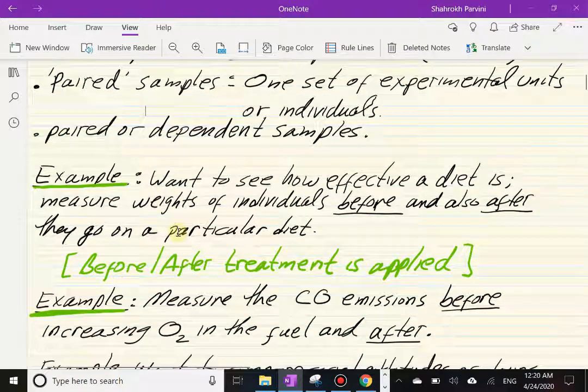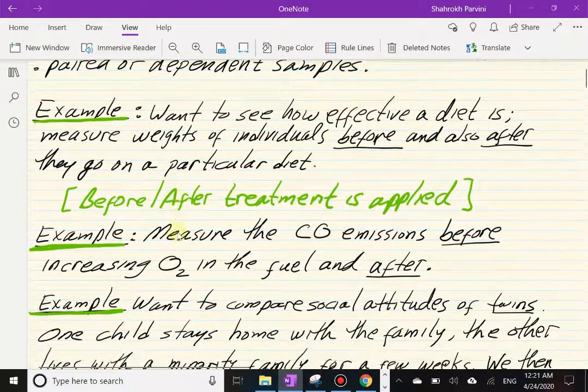Here's another example. Let's say we want to measure the carbon monoxide emissions of a group of automobiles. We can look at the emissions before we increase the oxygen level in the fuel tank, and we can look at the carbon monoxide emission after we add the oxygen to the fuel tank. So again, you have a before and after. Here the treatment would be application of oxygen to the fuel tank.